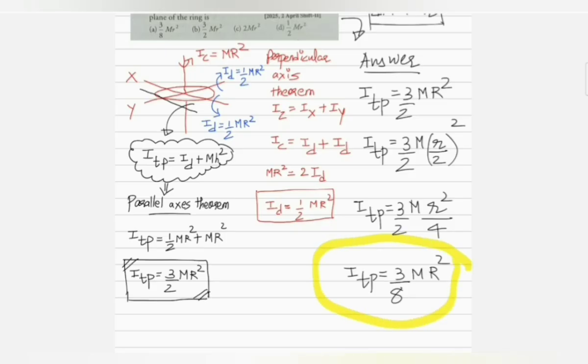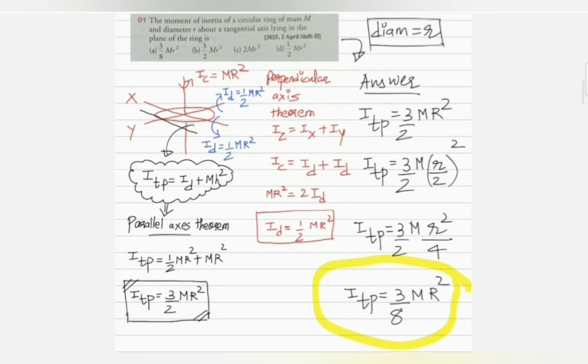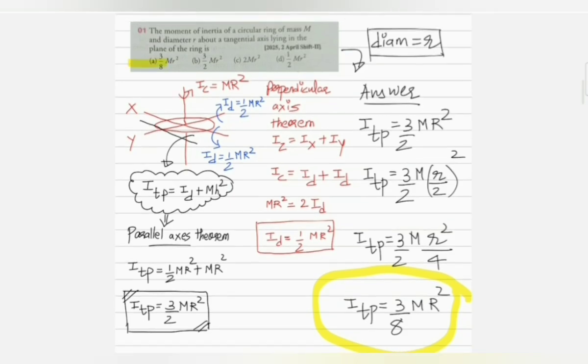समझ में आ रही बात? 3/8 mr square, and that's why this is going to match with option A, students. Complete this. Required answer is 3/8 mr square. This is your option A.